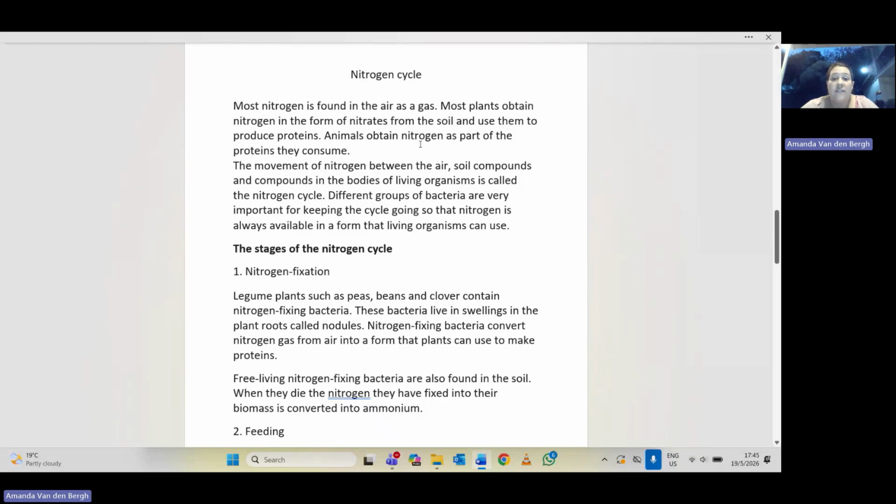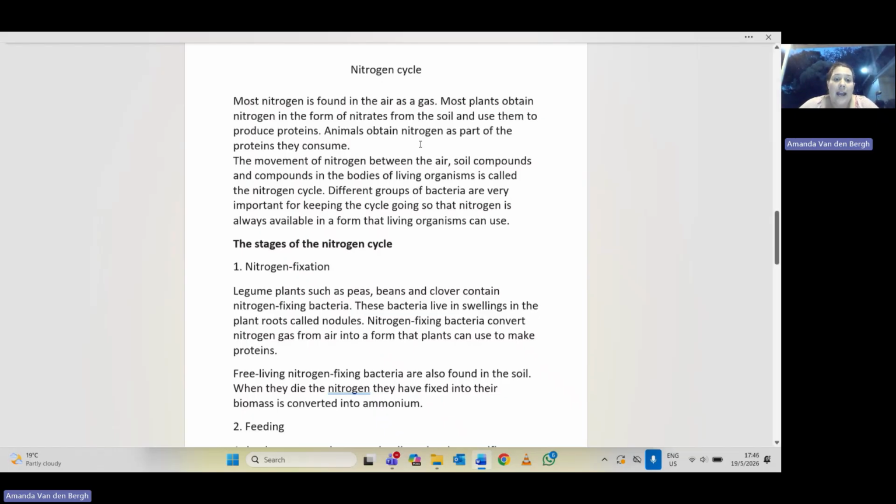Most of your nitrogen is just found in the air as a gas, right? As N2 gas. And it's really, really unreactive. So you can't do anything with the nitrogen that's in the air. Okay, so what happens is that nitrogen, if you look over here, needs to turn into these things called nitrates. Once the nitrogen is converted into nitrates, then the plants can use them, right?